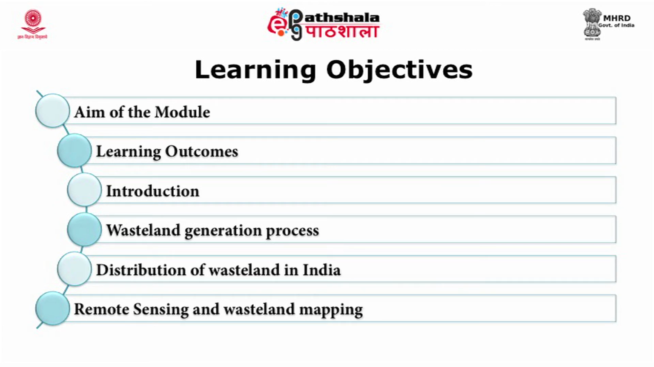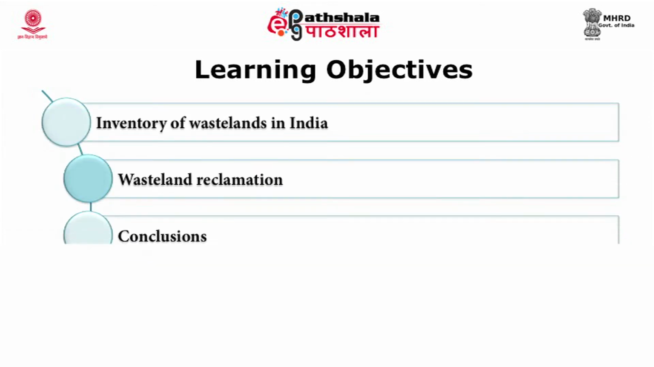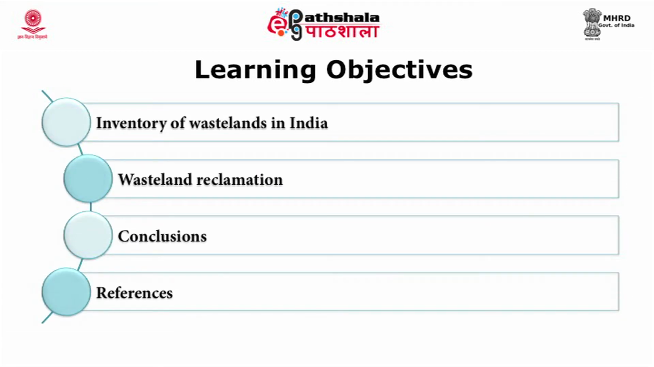We would be studying what is wasteland, what are the processes that lead to the generation of wastelands, how the wastelands are distributed in India, the methods for remote sensing and other methods that can be used for wastelands, as well as the inventory of wastelands in India. So at the end you would be able to understand what the wastelands are, how they are generated, how they can be reclaimed, and how remote sensing and GIS help us in this entire process.